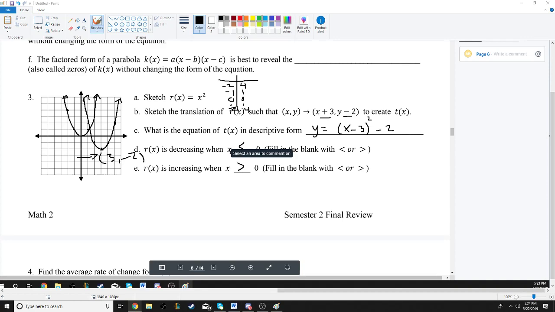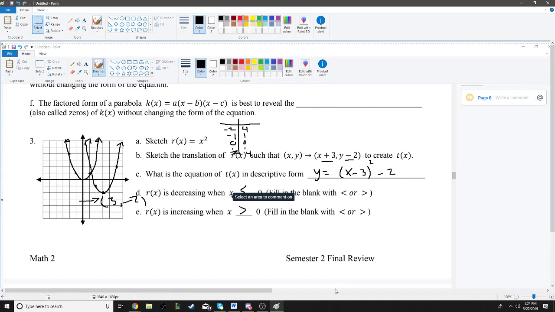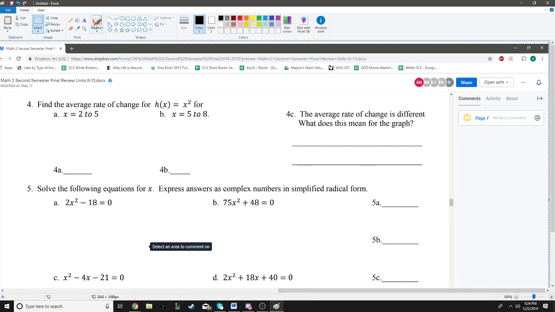Okay, next part. Find the average rate of change. I say rate of change, you say slope. Yes, very good, class. Slope is the average rate of change. So let's find the average rate of change. Okay, so you need to know the slope formula. Okay, the slope formula is y2 minus y1 over x2 minus x1.